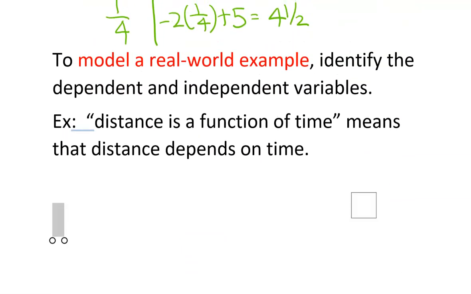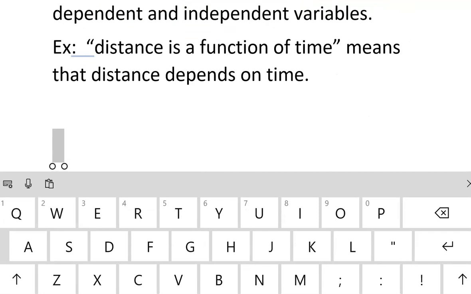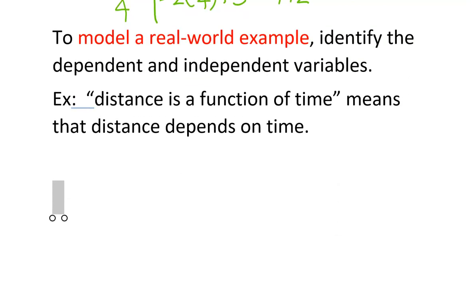To model a real world example, identify the dependent and independent variables. For instance, distance is a function of time, which means that distance depends on time. So time would be the independent variable, and distance would be the dependent variable.